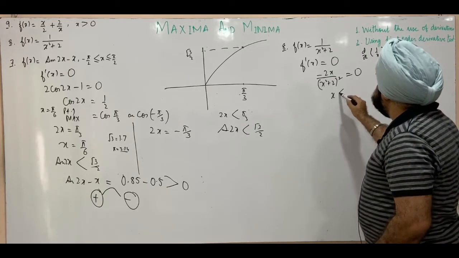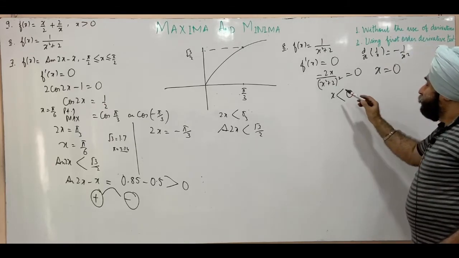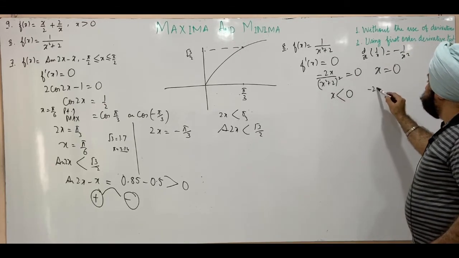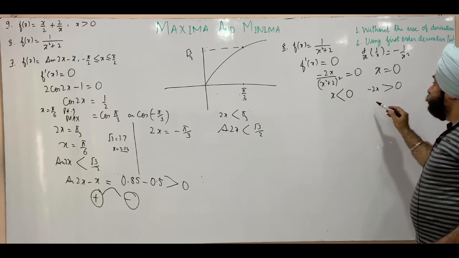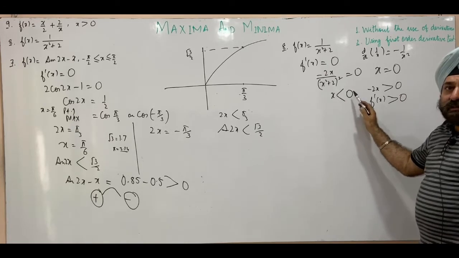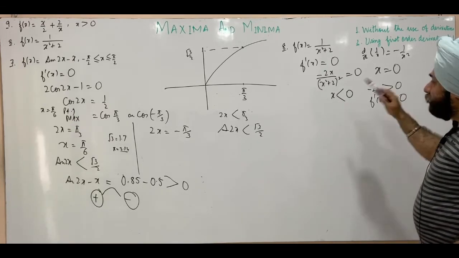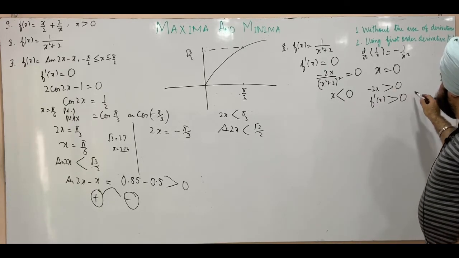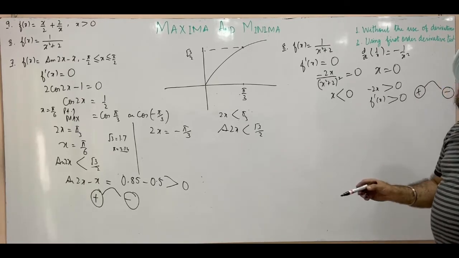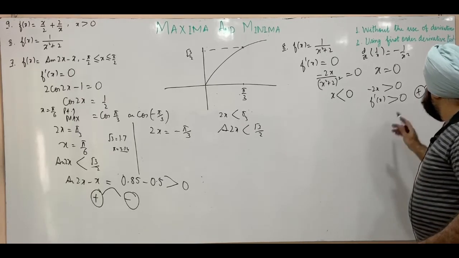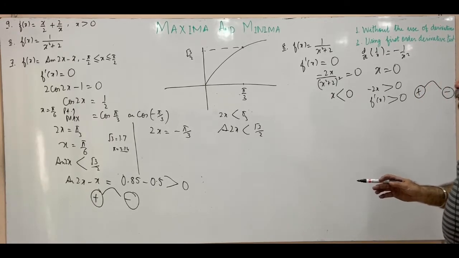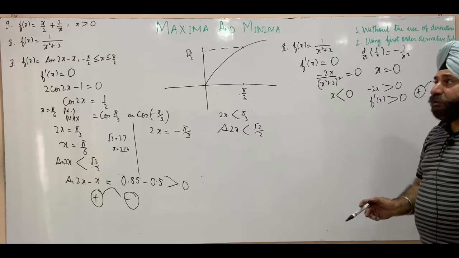Okay, when x is negative, then denominator is always positive. What about minus 2x? This will be positive. That is, derivative is positive. So when x is less than 0, that is to the left of critical point, derivative has positive sign, and to the right it will be negative. If change of sign of derivative is from positive to negative, this is a point of maxima. So x is equal to 0 is a point of maxima.